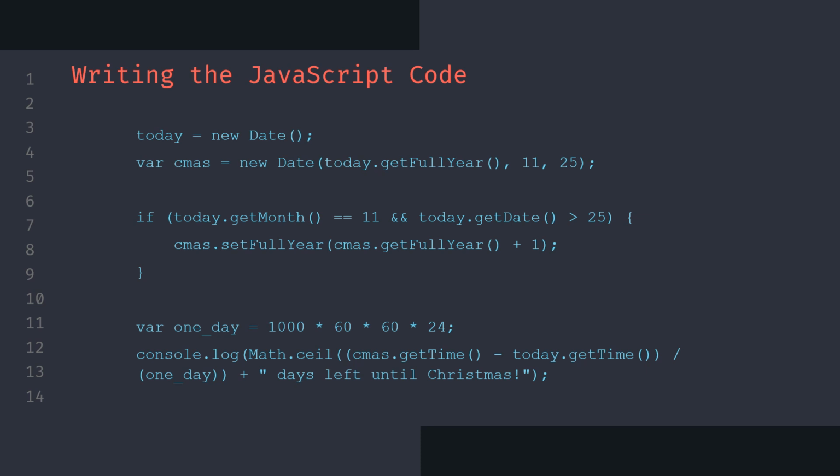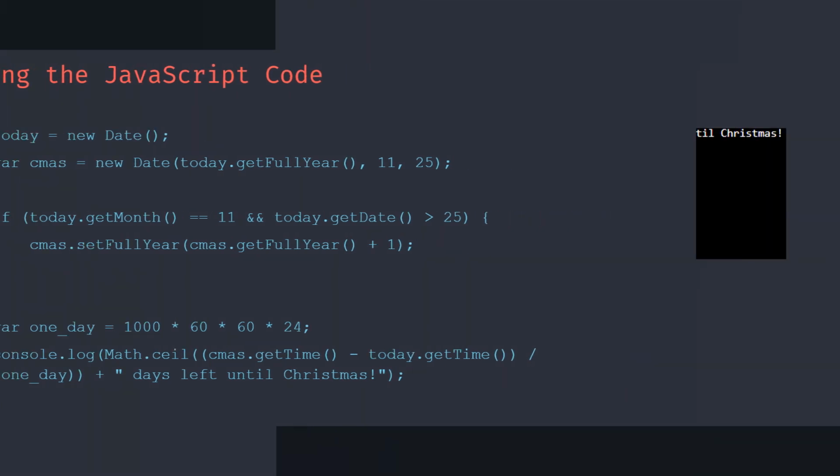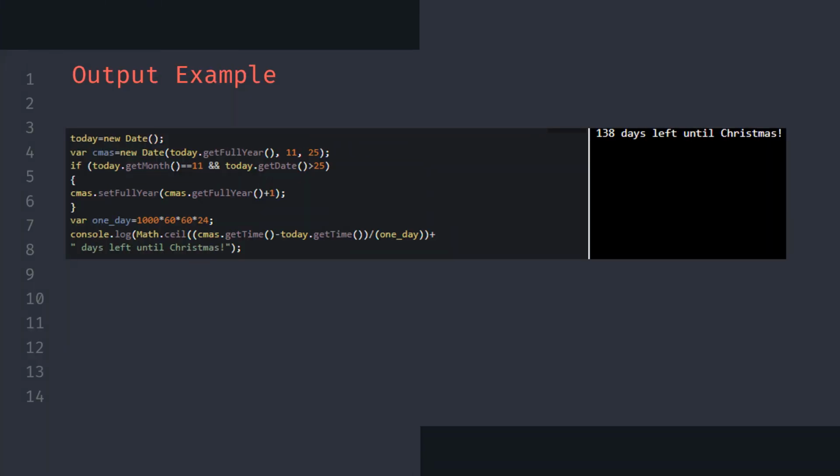Here's the code. We start by getting the current date, then the days left until Christmas. If today's date is after December 25th, we set Christmas to the next year. Next, we'll create a date object for Christmas of the current year. We'll use the getFullYear method to get the current year, then set the month to 11, which is December, and the day to 25.